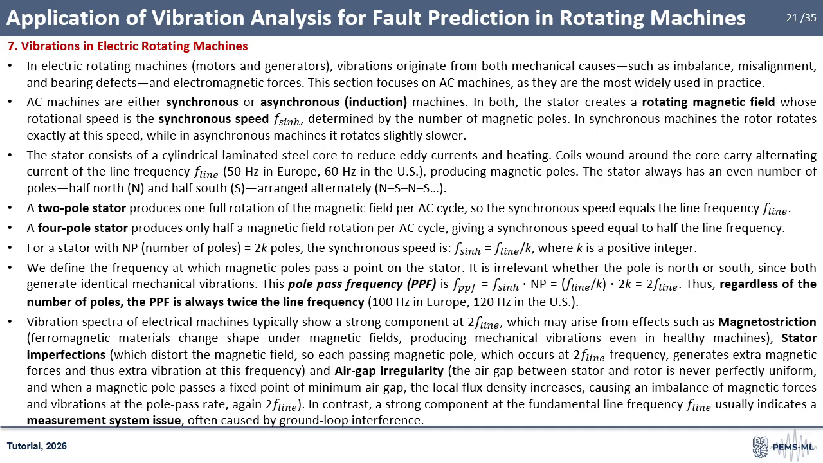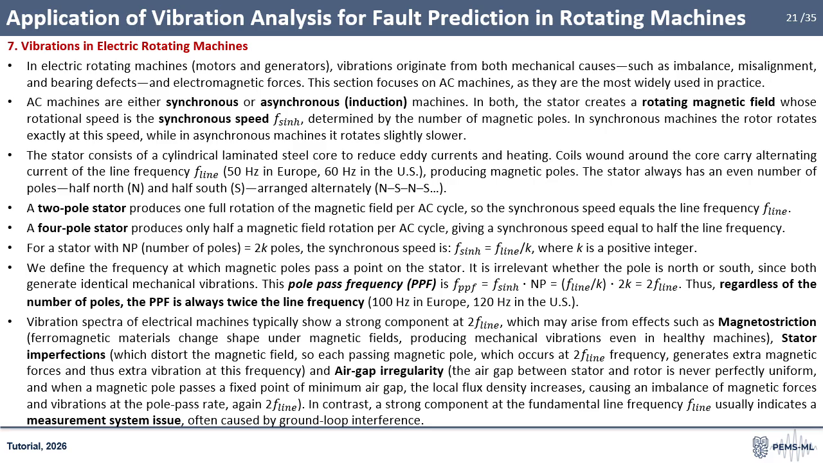We will now discuss vibrations in electric rotating machines, such as motors and generators. In these machines, vibrations arise from both mechanical sources, like imbalance, misalignment, and bearing defects, and electromagnetic forces. This section focuses on alternating current machines, as they are the most commonly used. Alternating current machines are either synchronous or asynchronous. In both types, the stator generates a rotating magnetic field whose speed, called the synchronous speed, depends on the number of magnetic poles. In synchronous machines, the rotor rotates exactly at this speed, while in asynchronous machines, it rotates slightly slower.